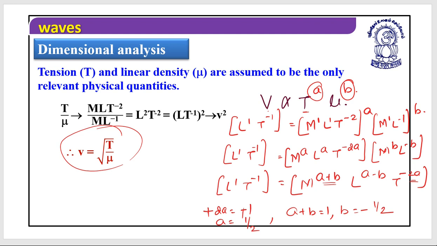Please note down this formula, and we are going to use it in our applications. The velocity in a stretched string could be given as v is equal to root of T divided by mu.